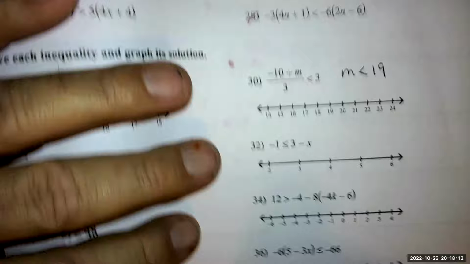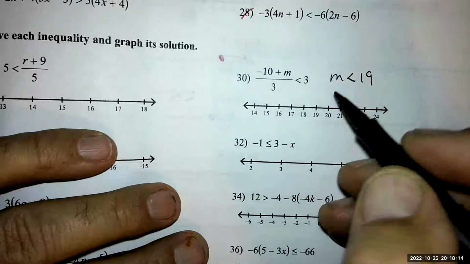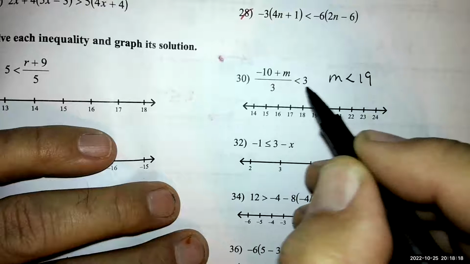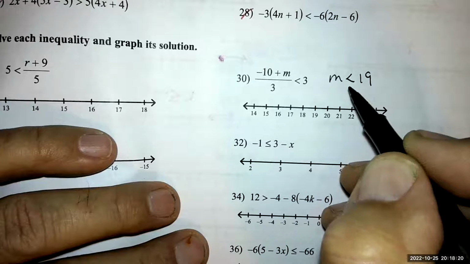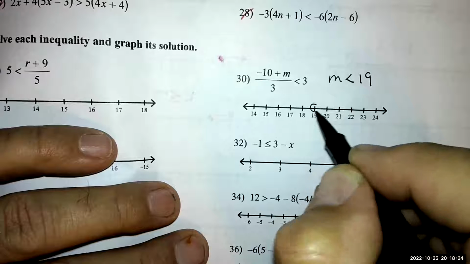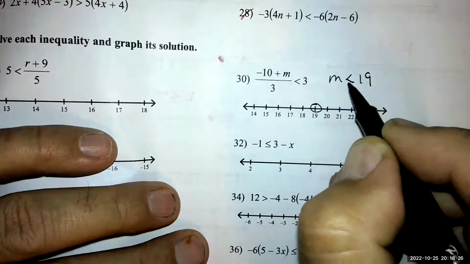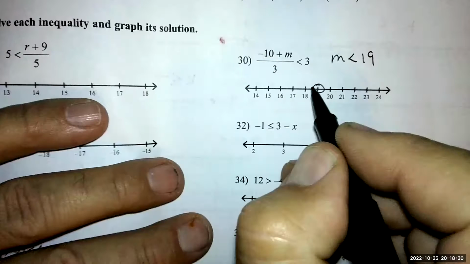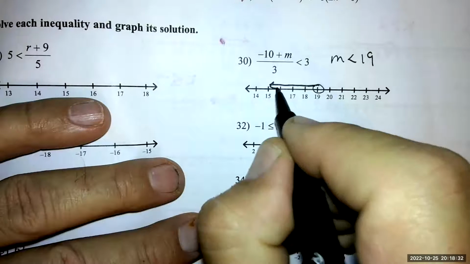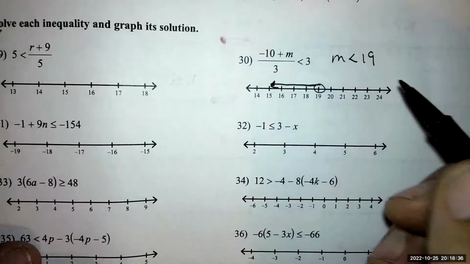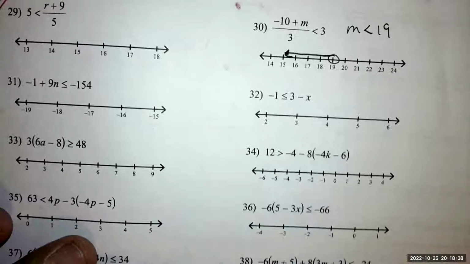All right, you can't see it. Sorry. And now I'm going to graph it. What kind of dot am I going to put with 19? Well, there's no equal to, so we know it's an open dot. It's a less than, so you want a number less than 19. Less thans go to the left, so we're going to go to the left. And that's my answer. All right, so let's try 32.